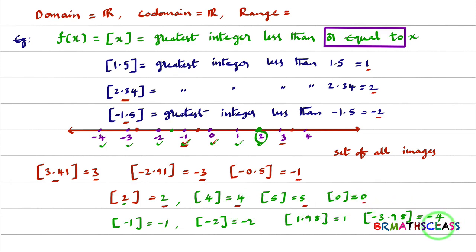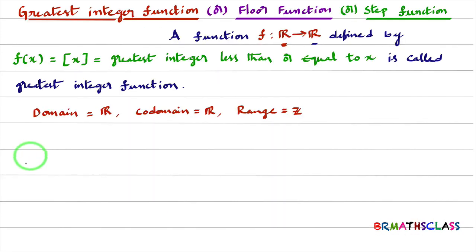Is there anywhere fraction is there? No. What all these answers are? All these answers are integers. Whatever real number you take in domain set, its answer is an integer. So all images are integers here. So what is the range of a function? Range of the function is set of all integers. Okay. Now we will learn how to draw the graph of greatest integer function.